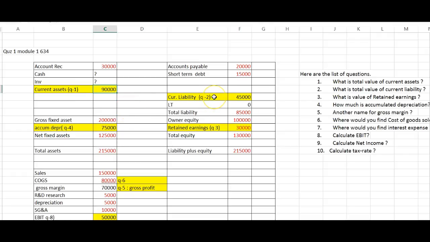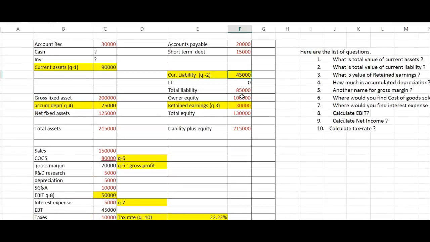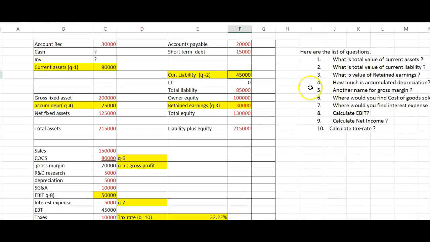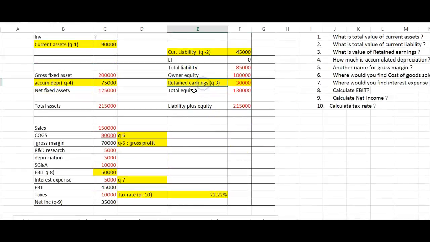which is $90,000. Same thing with the current liability. We can back into it, and it would be $45,000. Question number 3 is, what is retained earnings? Owner's equity plus retained earnings is total equity. We know what the total equity is, they gave it to us. We know what the owner's equity is, they gave it to us. So looking at the relationship, total equity is the sum of owner's equity and retained earnings, the answer would be $30,000.